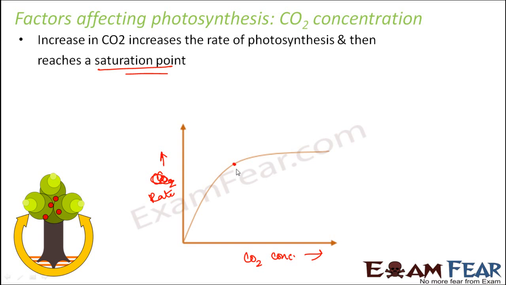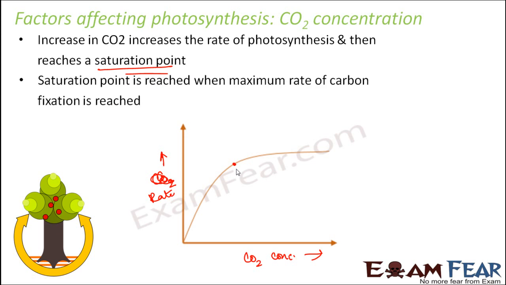And it has also been observed that C3 plants respond to higher CO2 concentration by showing a higher rate of photosynthesis. So these are the factors which affect the rate of photosynthesis. So with this, we have reached towards the end of this lesson.